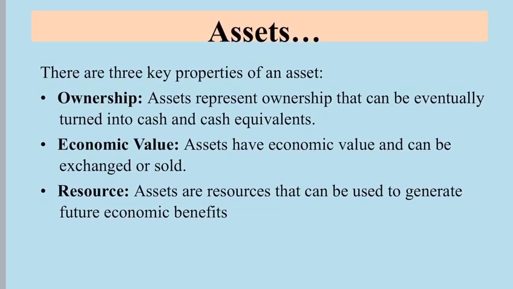The vocabulary meaning of assets we all know, but to describe an item as an asset in an organization, in a business, there has to be 3 key properties of a particular item so that we can classify it as an asset. Number 1 is ownership, then economic value, and resources. Ownership means assets in an organization represent the ownership that can eventually be turned into cash and cash equivalents.